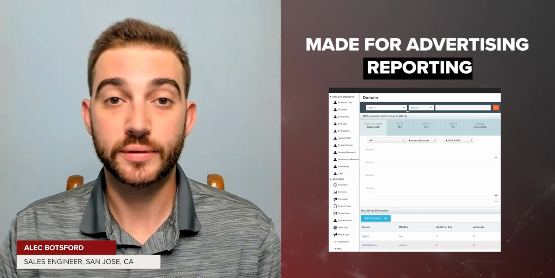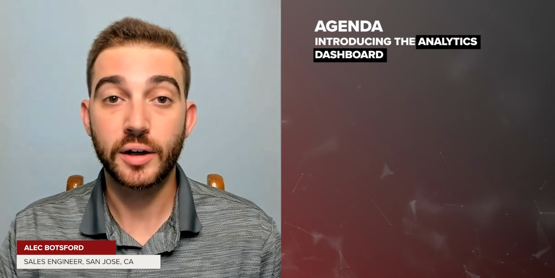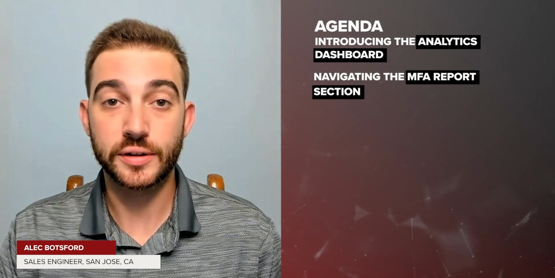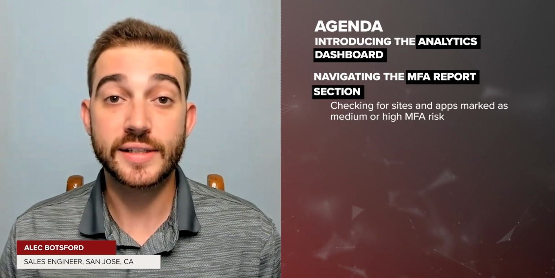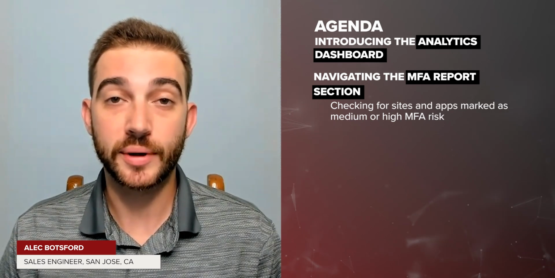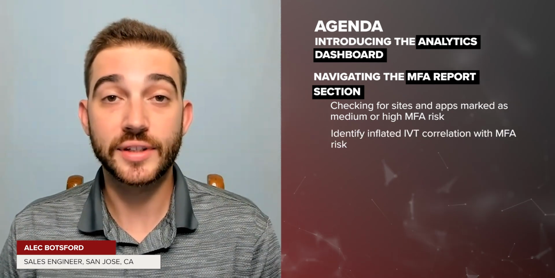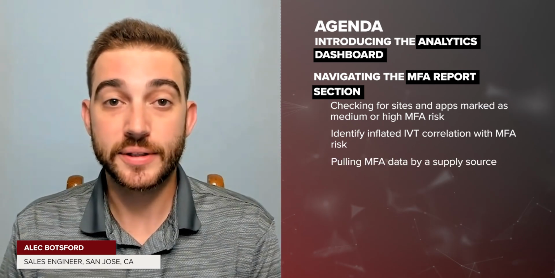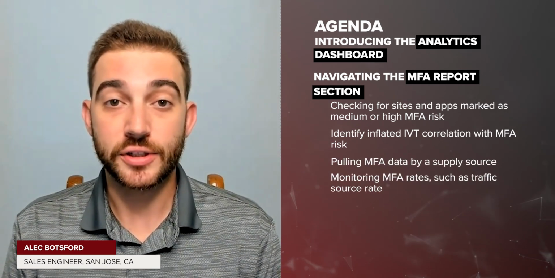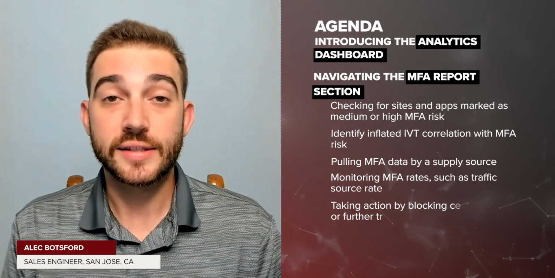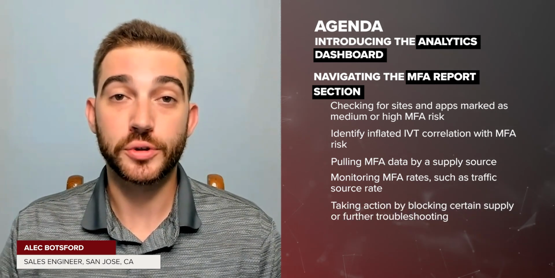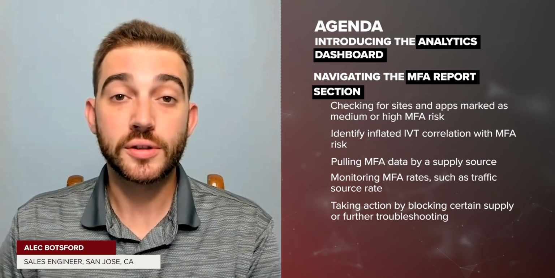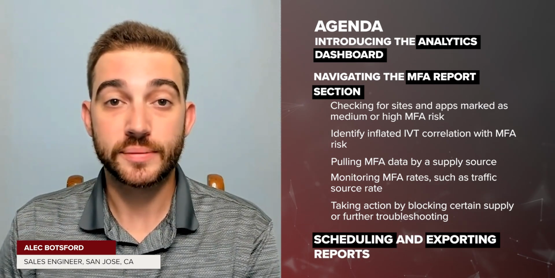Today, I'm going to walk you through the reporting on MFA and the analytics dashboard. In this video, we'll go over an introduction to the analytics dashboard, and from there, we'll go into navigating the MFA reporting section to check for areas such as looking at sites and apps marked as medium or high MFA risk, identifying inflated IVT correlation with MFA risk, pulling MFA data by a supply source, monitoring MFA rates such as traffic source rate, and taking action by blocking certain supply or further troubleshooting.